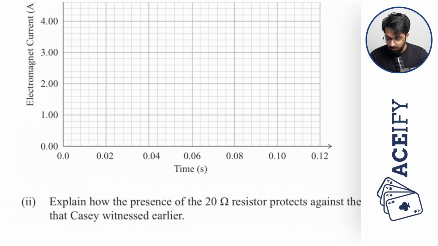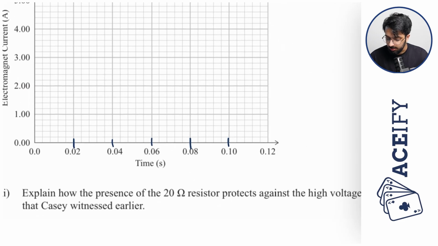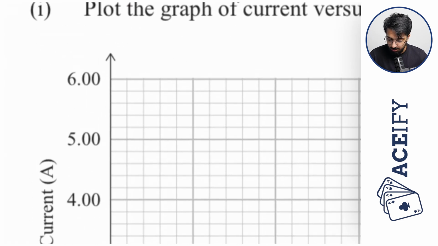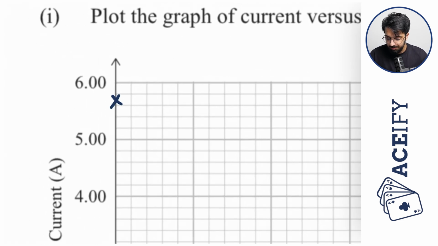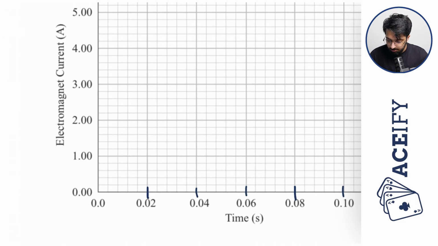All right, and so therefore this is going to be 1 time constant, 2 time constants, 3 time constants, 4 time constants, 5 time constants, and obviously 6. So we start at our max current, which is 5.72. Okay, so 5.72 is roughly going to be over here. And so after 1 time constant, 5.72 multiplied by 0.37 is equal to 2.11 amps. All right, and so 2.11 is roughly over here.